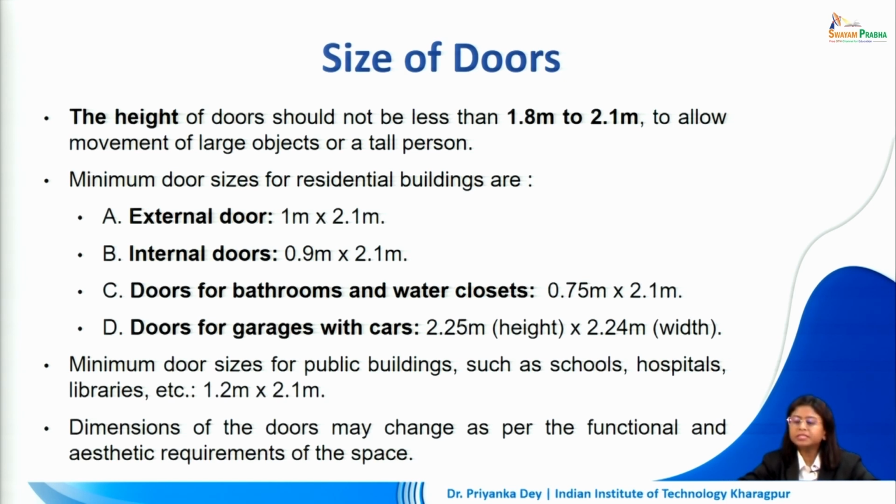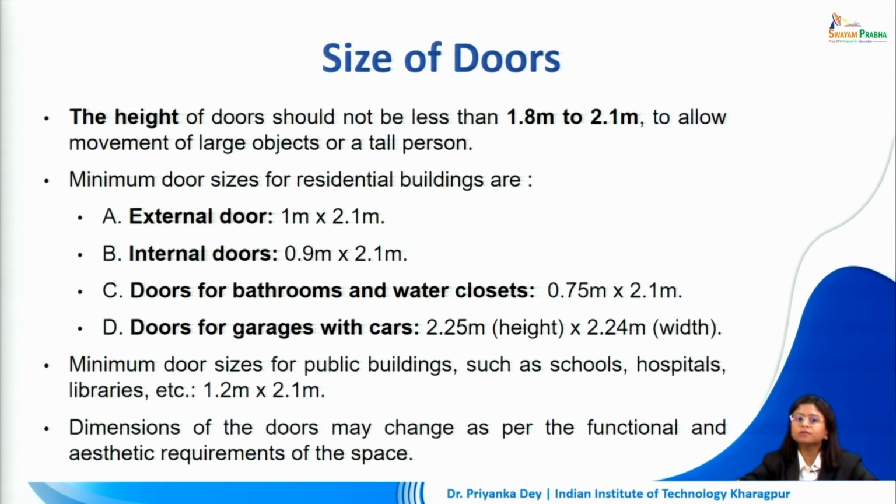Now, for public buildings, we need slightly bigger doors, especially in schools, hospitals, libraries. A lot of crowd will be moving, and even larger pieces of furniture might have to be moved. In hospitals, we need to move stretchers comfortably, and there also might be a bigger flow of footfall. So, the minimum door should be 1.2 meters cross 2.1 meter.